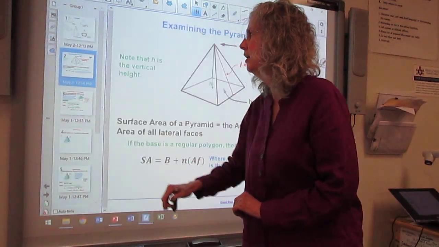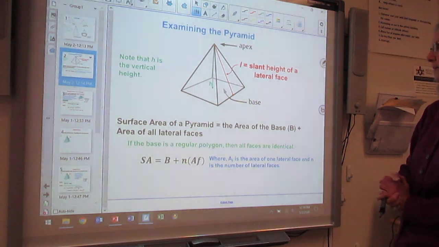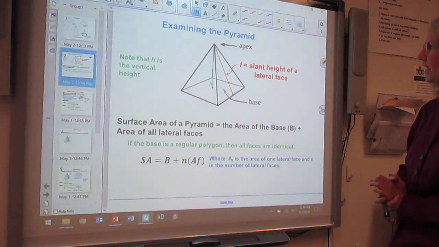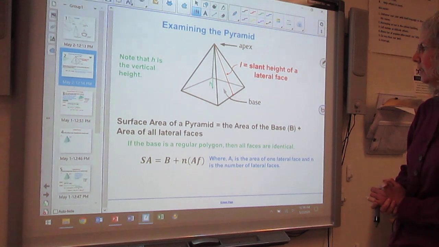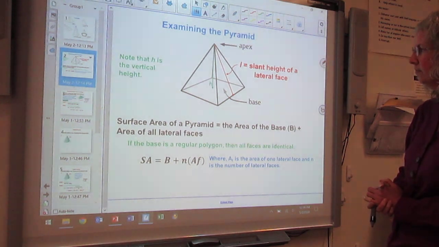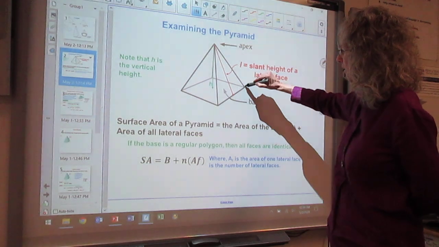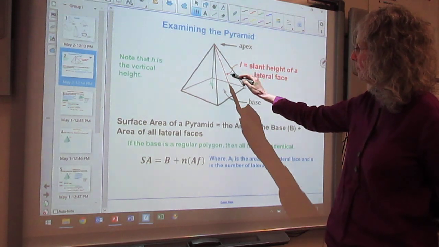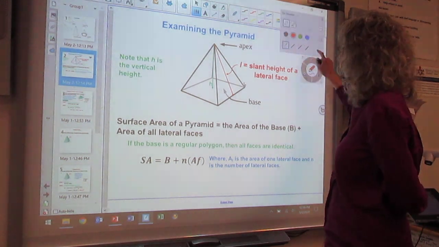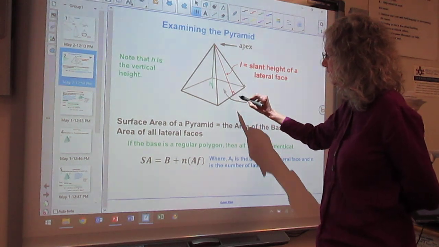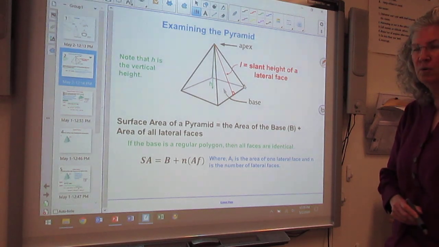Let's try a problem. Or let's examine the pyramid first. Okay, here's a square pyramid. The top is called the apex. The bottom is called the base. We have four edges going down. But this right here is pointing to a vertical slant height. And that must be drawn perpendicular on that face. It's on the face. Okay? That slant height is going to be an important dimension.